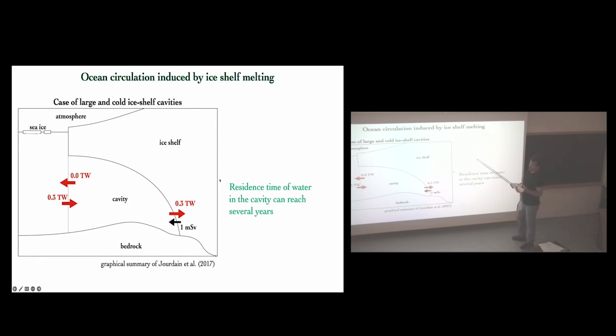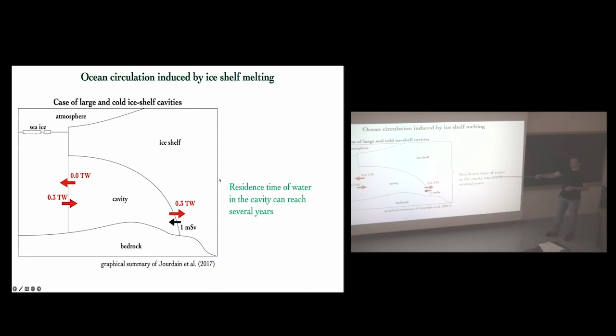If you take a very large ice shelf cavity and you have water that is not too warm, you will still need 0.3 terawatt to melt 1 millisverdrup of ice. But in this case, it creates a circulation that brings only the amount that is needed. So there is a balance between the two, and all the heat going into the cavity will be used to melt the ice. If you don't provide more heat at the entrance, whatever happens in the cavity, it won't be able to melt more because all the heat is already used.